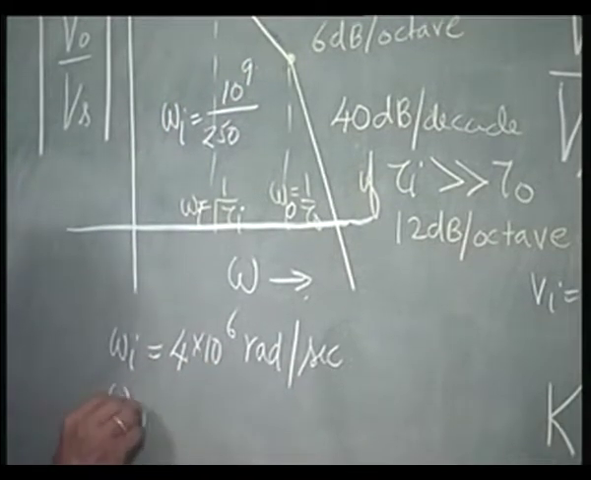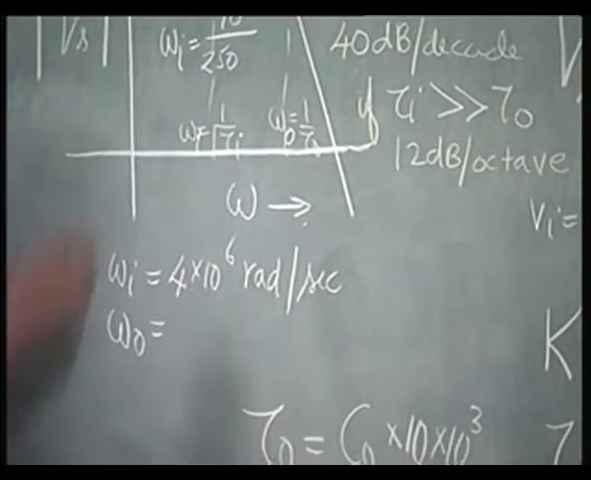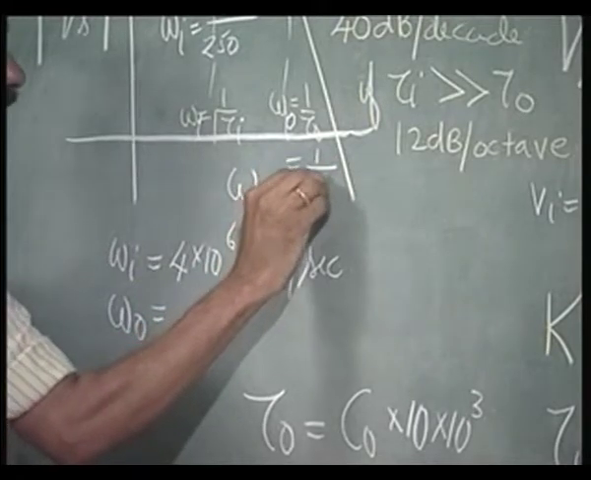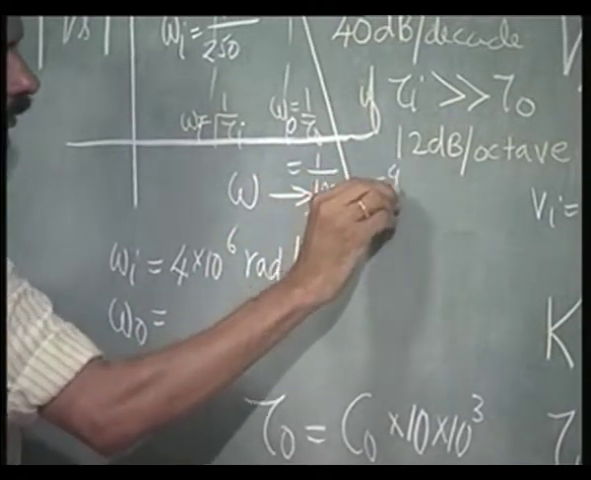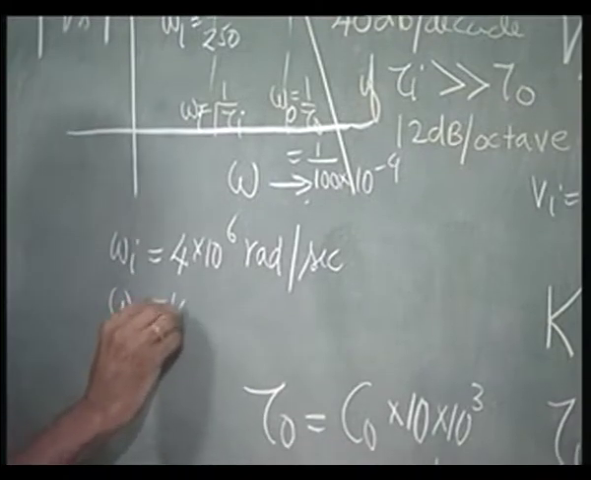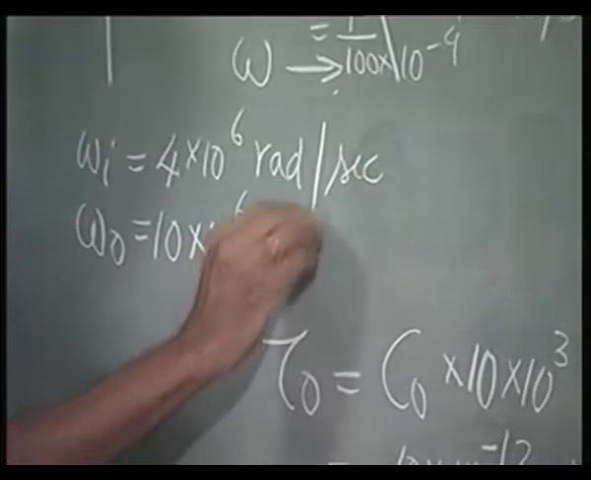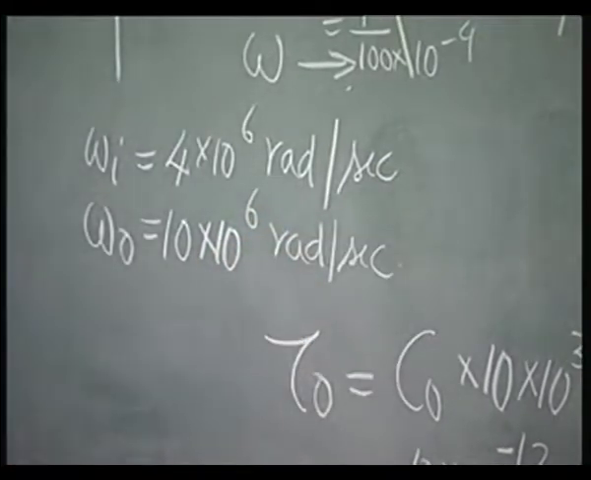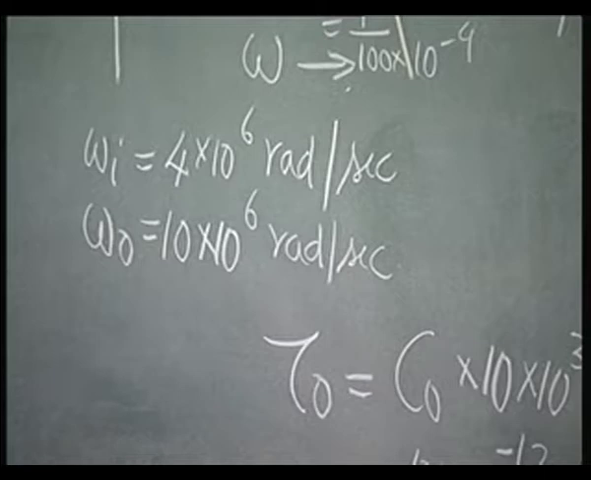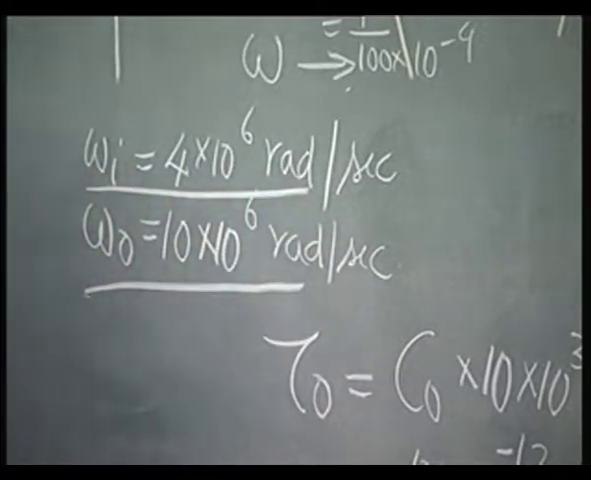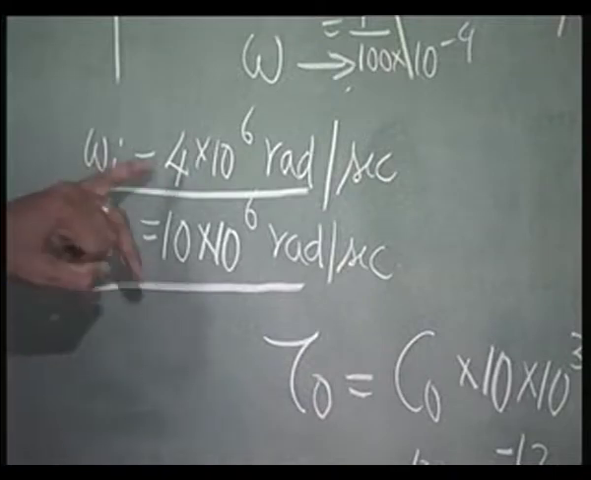Similarly, omega naught is going to be 1 over 100 nanoseconds, or 10 into 10 to the power 6 radians per second. So, we have got the corner frequencies also for this so called Bode plot, and this is the complete frequency response of the circuit. 4 is comparable to 10.